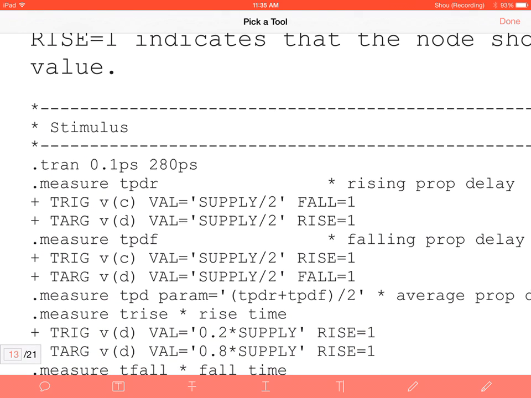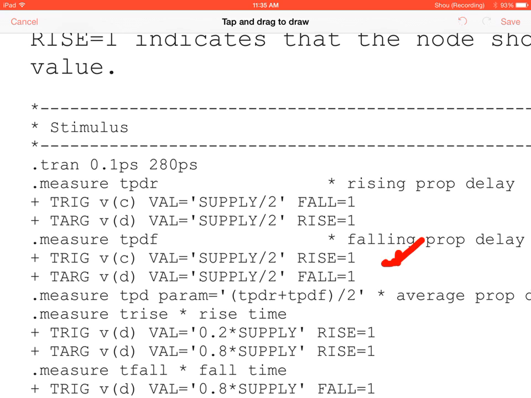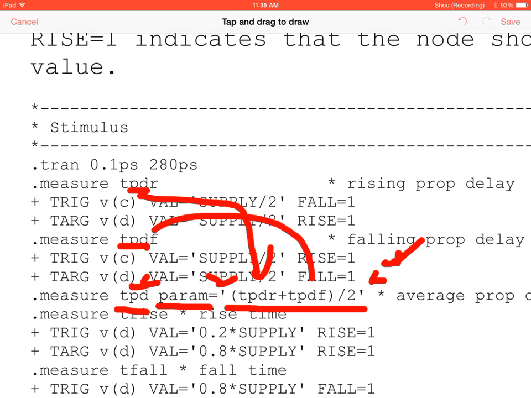We have our supply, and so if we want to measure our propagation delay, what we can do is use single quotes and define a new parameter, and that value is equal to our measured rise time plus our measured fall time divided by 2. So it's just the average.